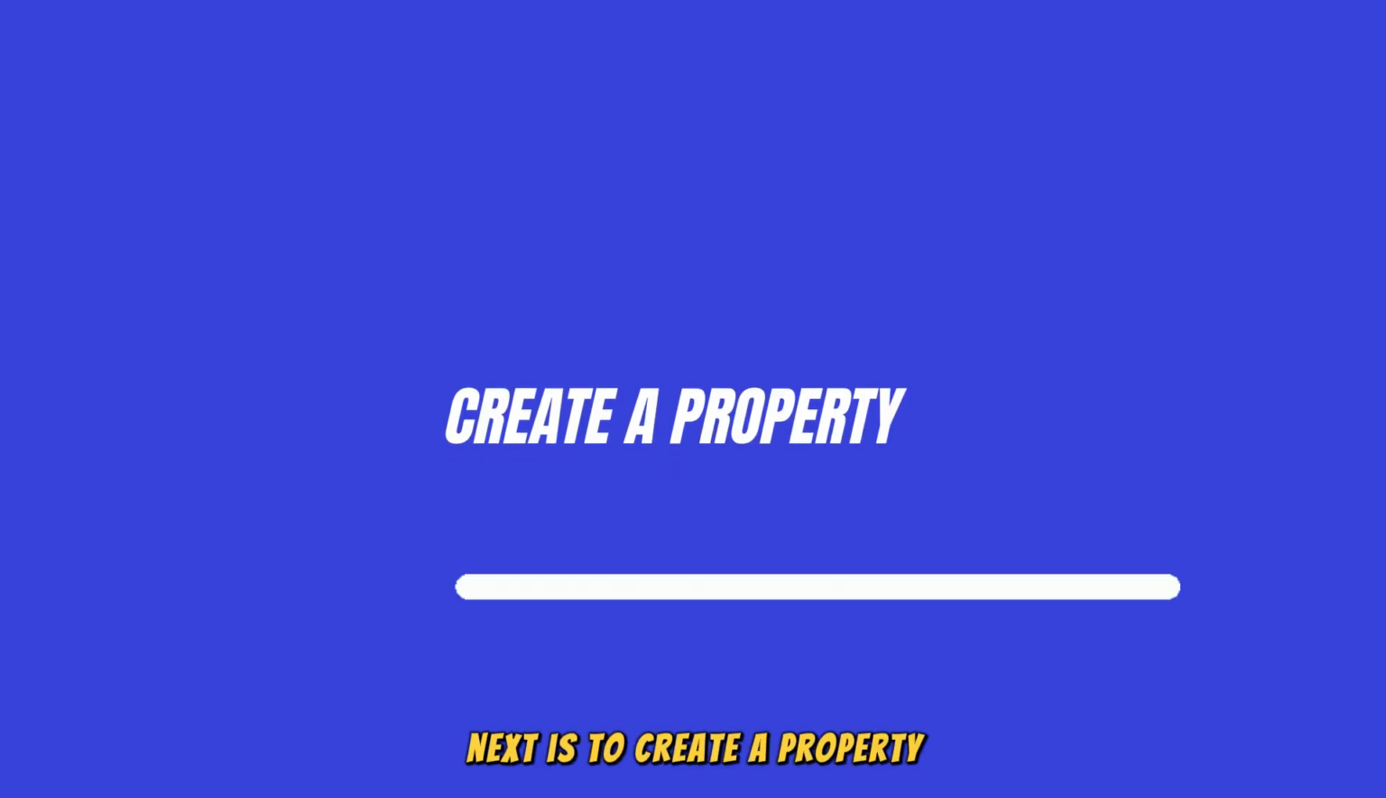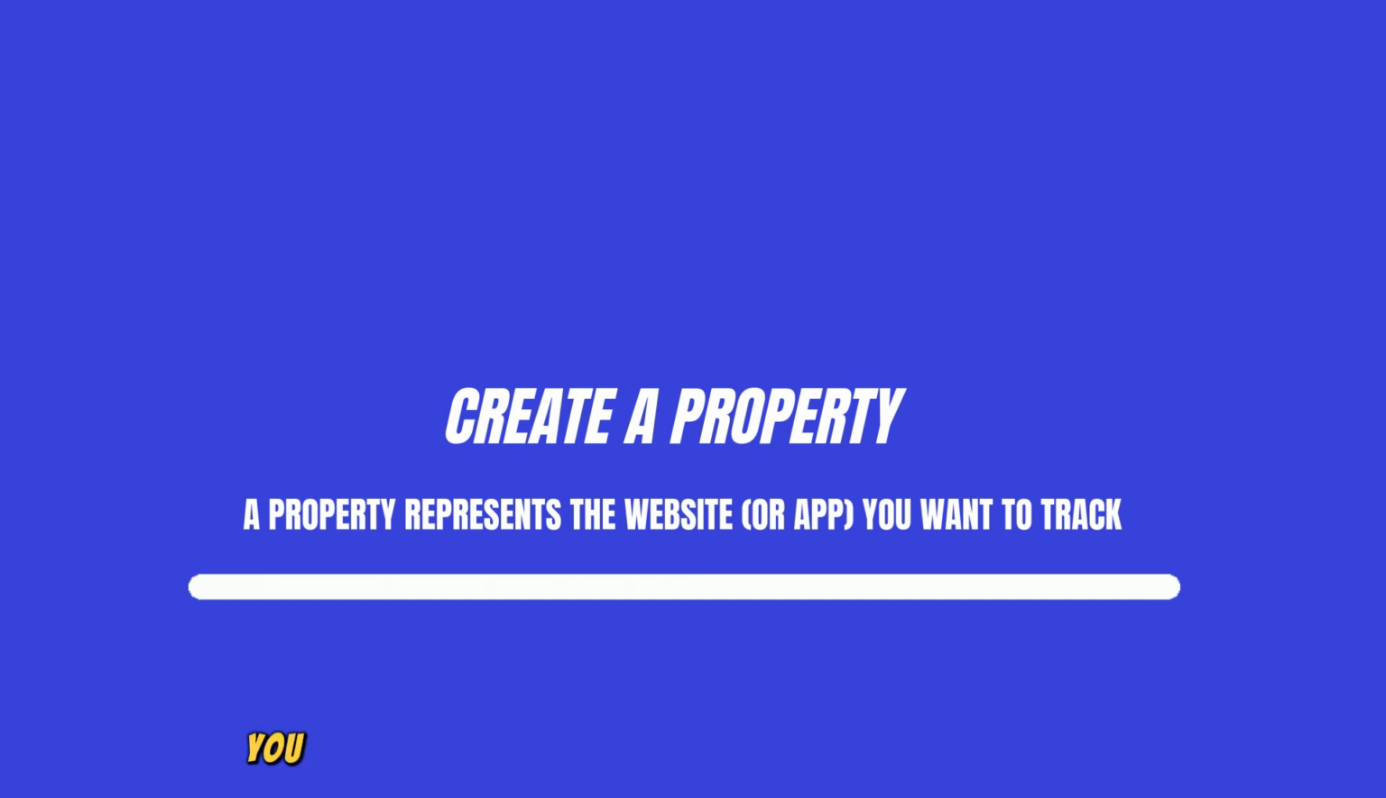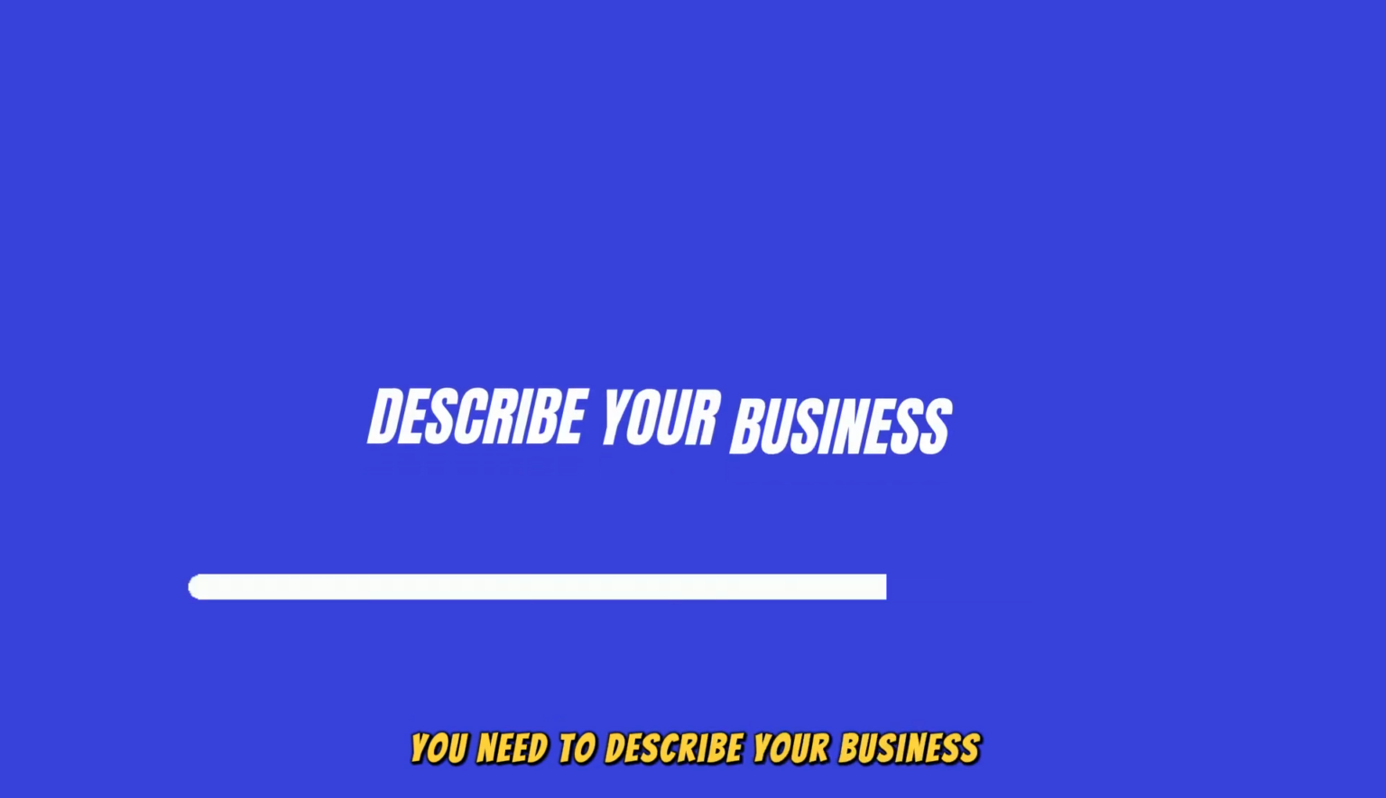Next is to create a property. A property represents the website or app you want to track. You need to provide some info as well. Property name. Use your website's name for easy identification. Reporting time zone and currency. Select based on your location or audience. After that, click Next.